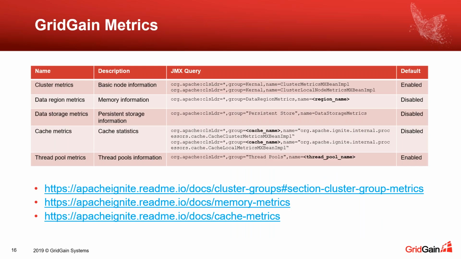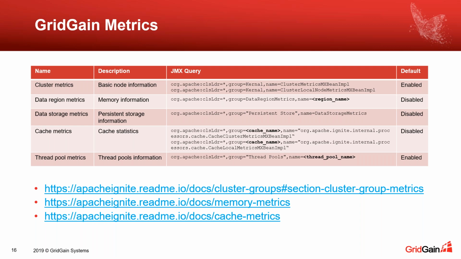Which JMX beans does Ignite expose, and which ones do you want to check and monitor? On this slide, you can see a number of different beans with JMX queries that you might execute or use in your JMX monitoring system. I will not go over them in detail. I will just note one thing. In the right column, you can see whether the beans are enabled or disabled by default.